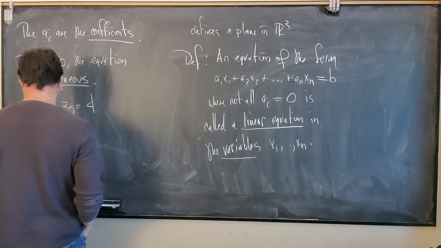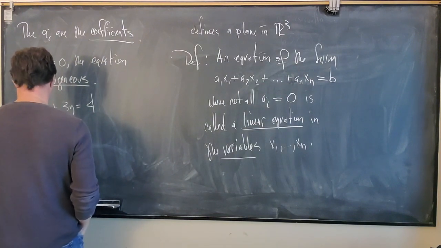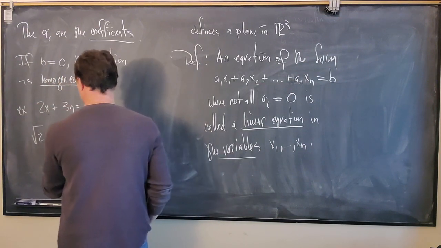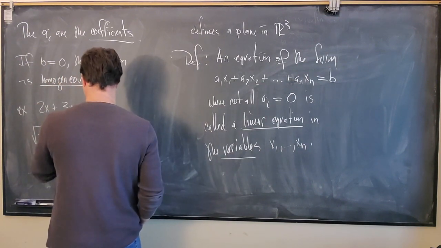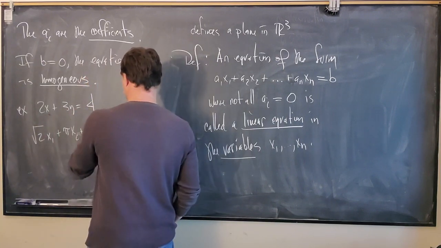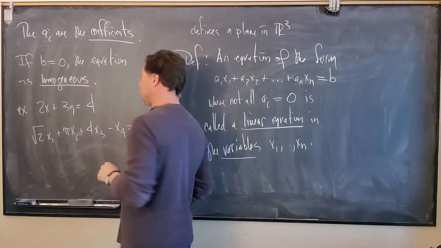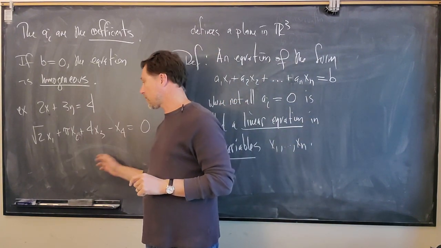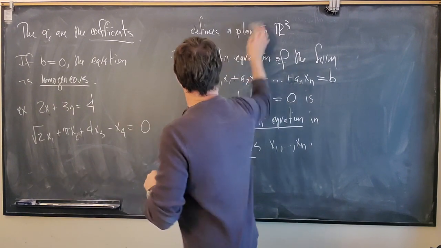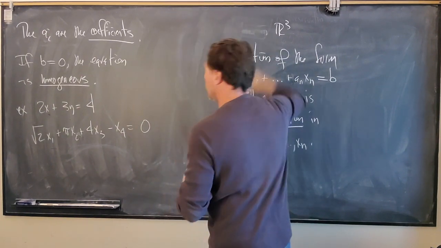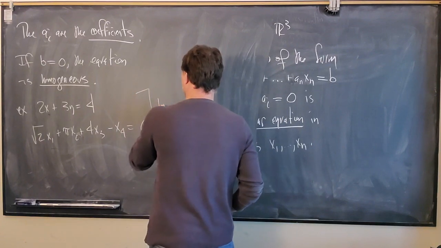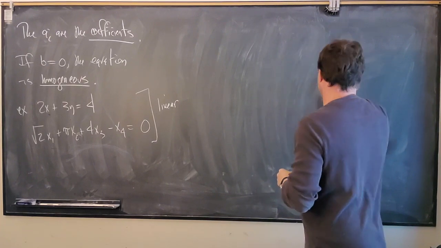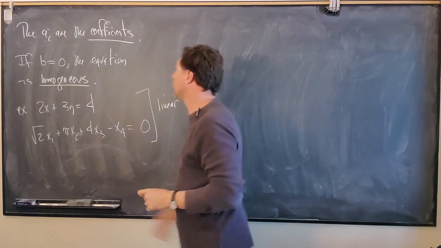So here's another example. Square root of 2 times x1 plus pi times x2 plus 4 times x3 minus x4 equals 0. Here's another example of a linear equation. In this case, we've got the four variables, x1 up through x sub 4. So each of these is an example of a linear equation. Let me give you a couple of examples of equations that are not linear.